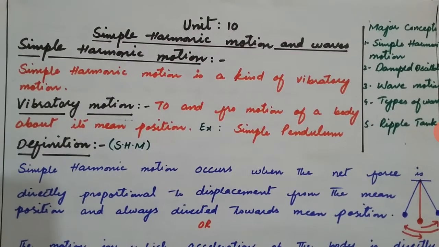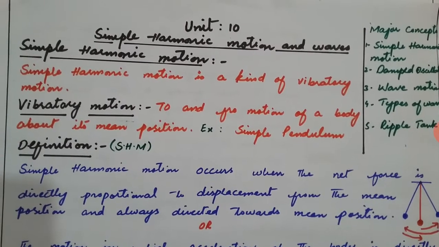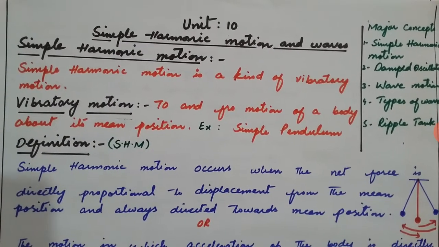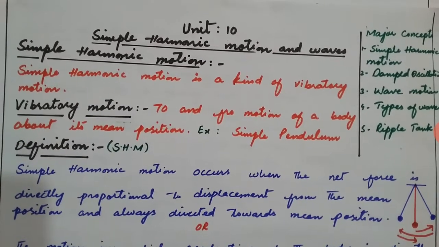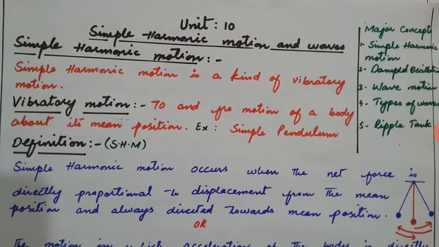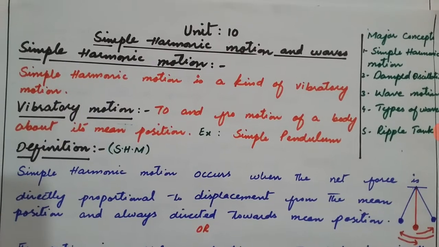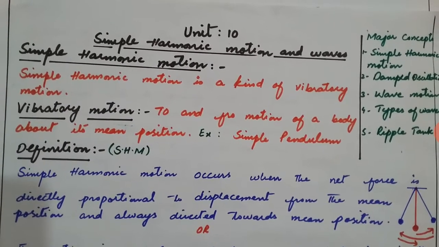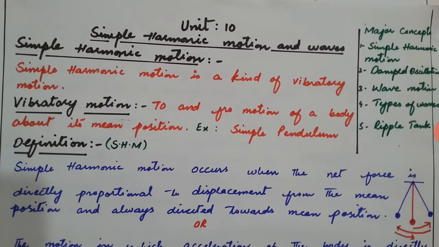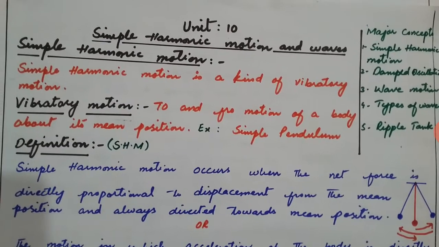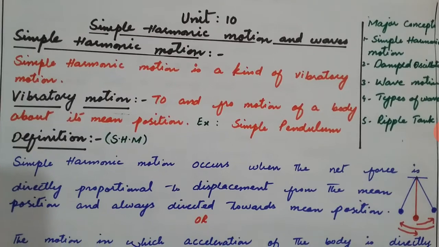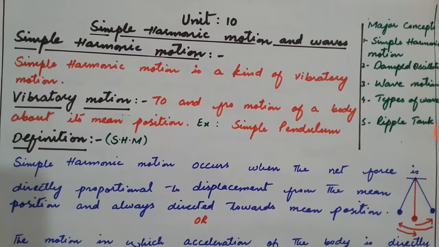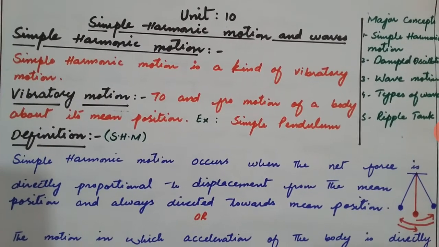Simple harmonic motion is a kind of vibratory motion. In your previous class, 9th class, you have studied vibratory motion. Vibratory motion is the to and fro motion of a body about its mean position. For example, simple pendulum, motion of a swing.